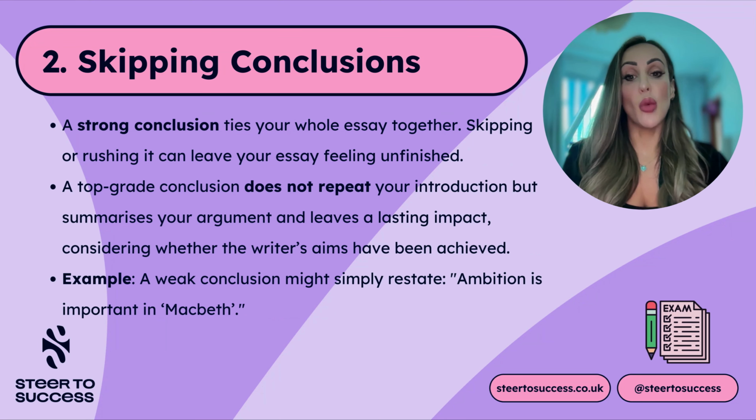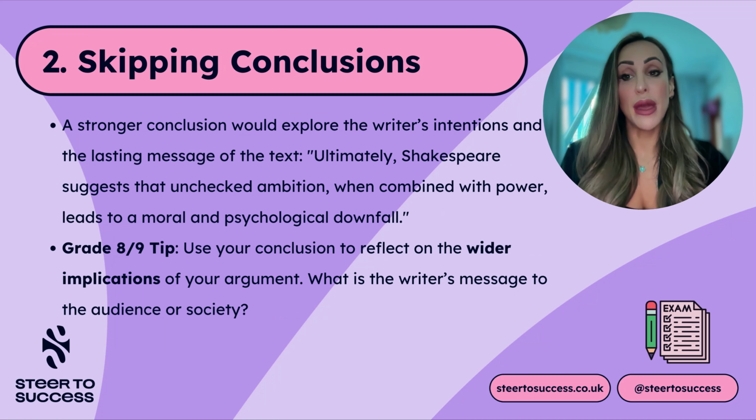And as an example, a weak conclusion might simply restate ambition is important in Macbeth. However, a stronger conclusion would explore the writer's intentions and the lasting message of the text. So something along the lines of, ultimately, Shakespeare suggests that unchecked ambition, when combined with power, leads to moral and psychological downfall. And that would be sort of the beginning of a strong conclusion. You don't need to write a huge amount more than that. You might want to be a bit more evaluative than that, but that is how you could start it to ensure that you have a stronger conclusion.